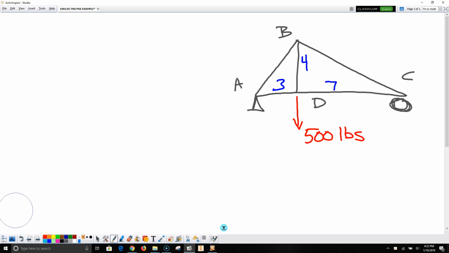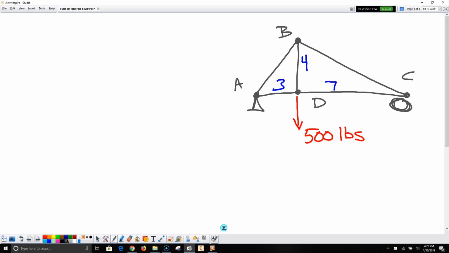Okay, so here we go. This is an example. We are going to look at this simple truss that is under a load of 500 pounds. So the first thing you need to do, when you're looking at these problems, is draw the truss and label the joints. So let's do that. You have the joints here. This is going to be joint A, B, C, and D.